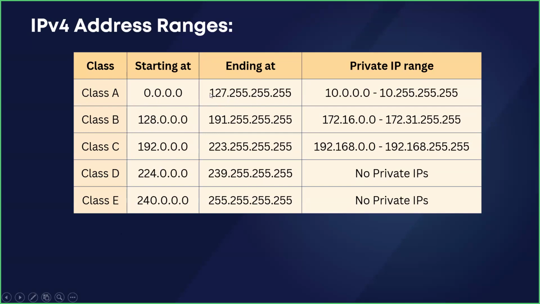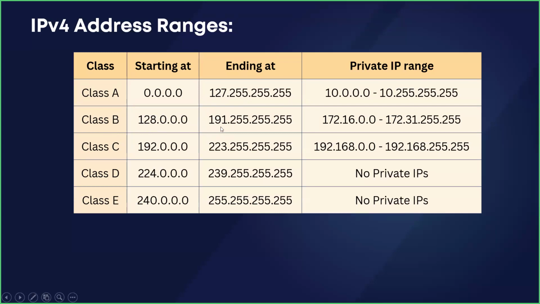Now, class A starts at 0.0.0.0 and it goes up to 127.255.255.255. If this is ending at 127, what would the next IP be, guys? So after 127.255.255.255, these 255s cycle back to zeros, and this 127 increments by one. So class B starts at the next IP, 128.0.0.0. From 128, it goes up to 191.